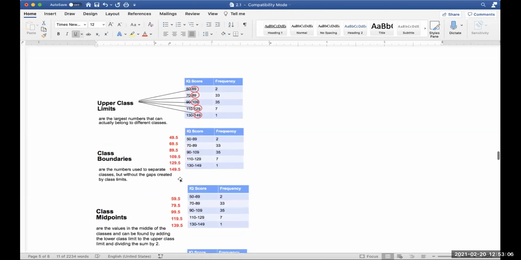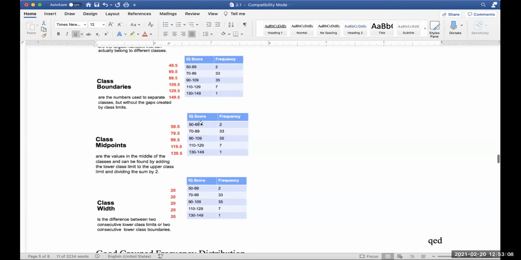The class midpoint, found by adding the upper and lower class limits: 50 plus 69 divided by 2, 59.5. 70 plus 89, 159 divided by 2, 79.5, and you get 89.5, 99.5, 119.5, 149.5.